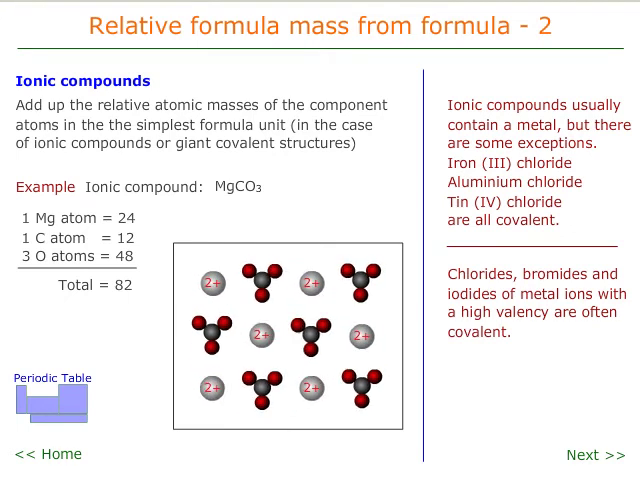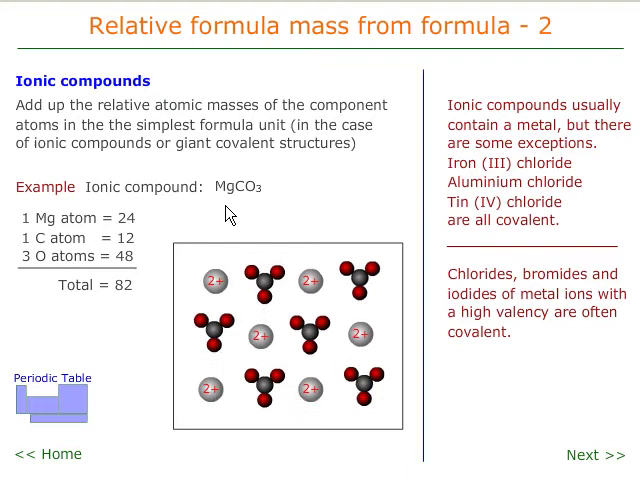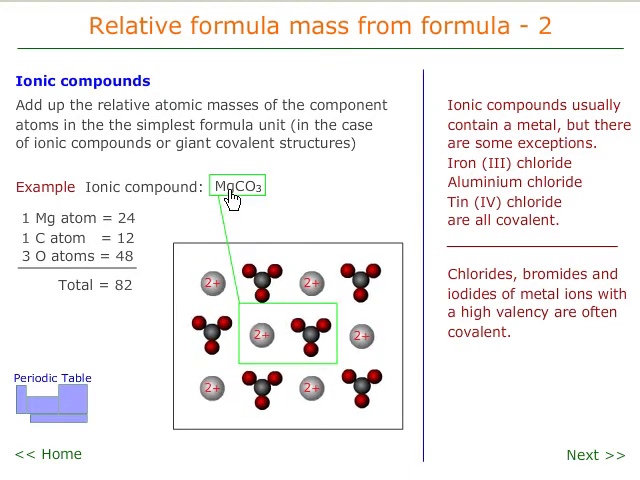Finding the relative mass of ionic compounds is not really much more complicated than finding the relative mass of molecular compounds. We just need to understand that when we deal with a compound, we're looking for the simplest formula unit, and this is exactly what's represented in the chemical formula. Take, for example, magnesium carbonate, which has the chemical formula MgCO3.